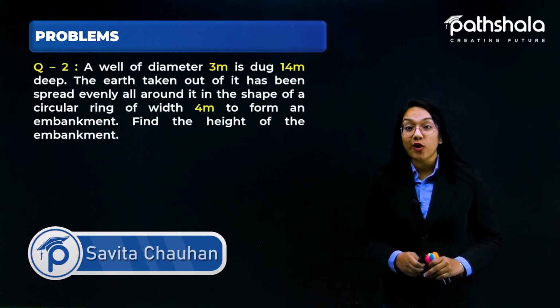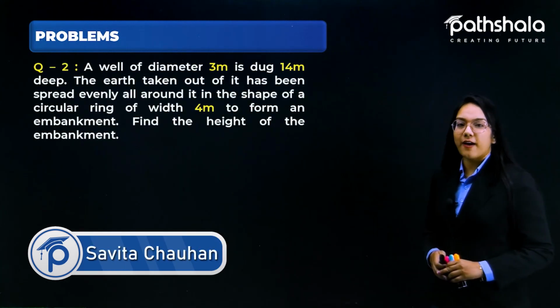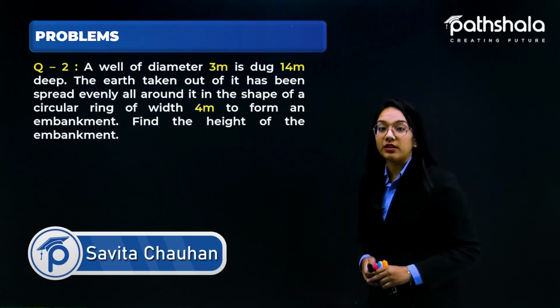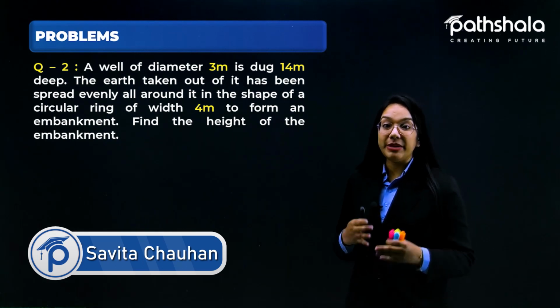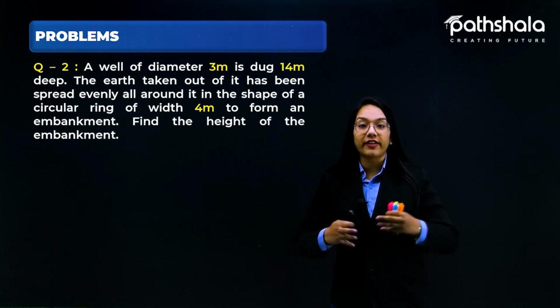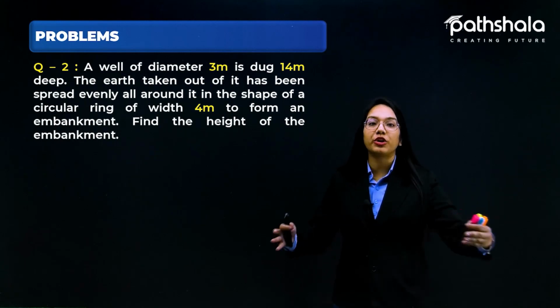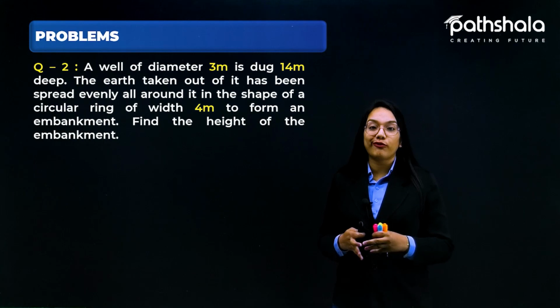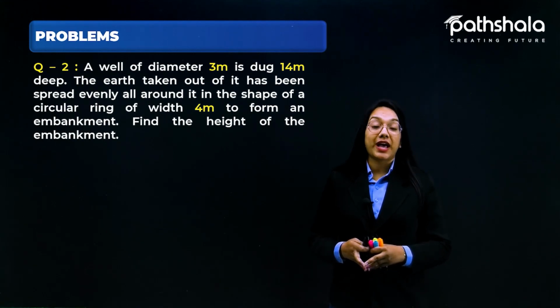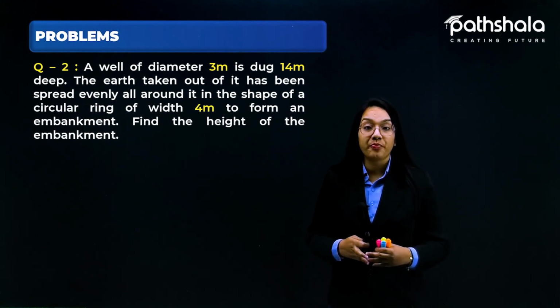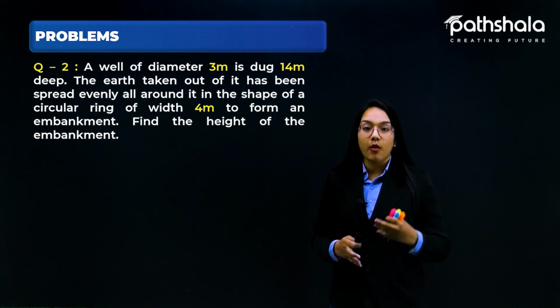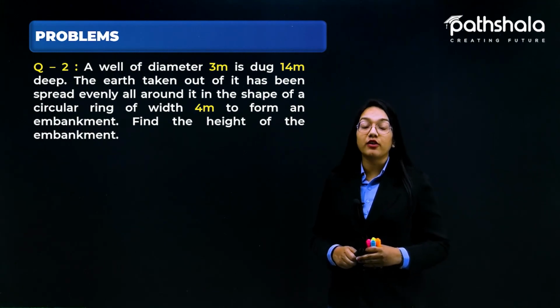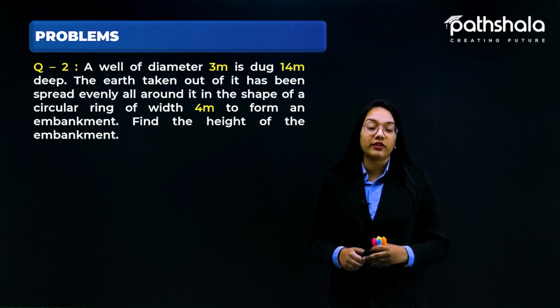Now let's move on to question number 2, which says a well of diameter 3 meters is dug 14 meters deep. The earth is taken out of it and has been spread evenly around it into the shape of a circular ring of width 4 meters to form an embankment. So it is actually forming an embankment around the cylindrical well. Now further it says find the height of the embankment. So we just have to find the height of the embankment.